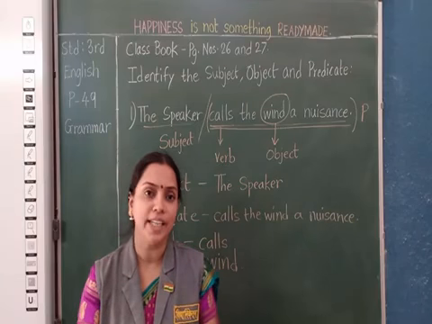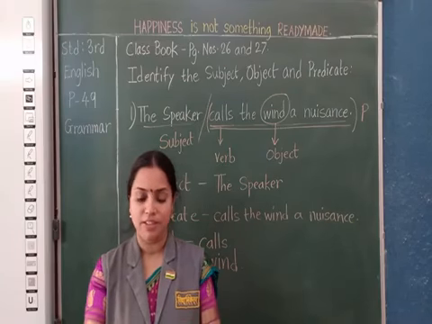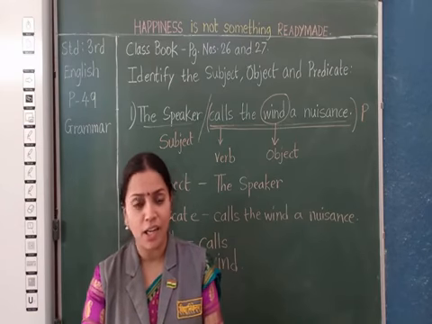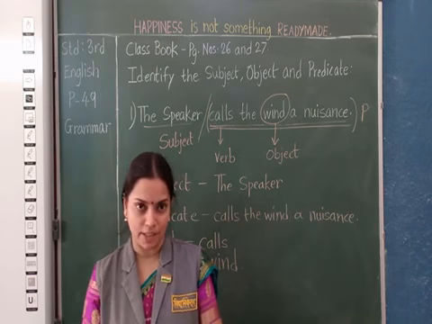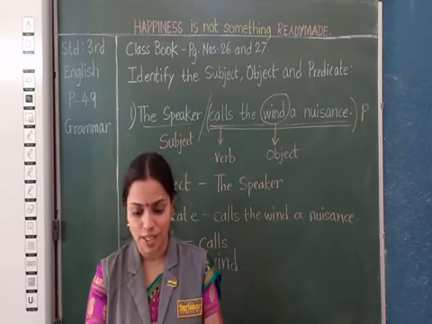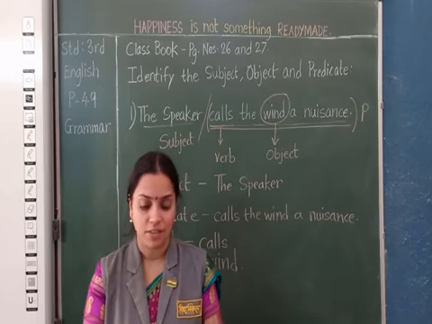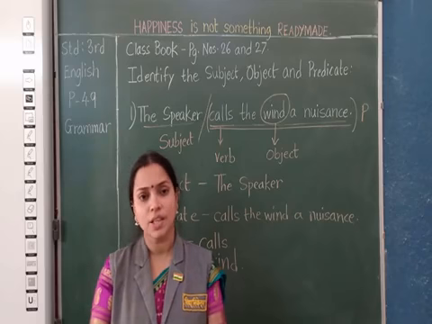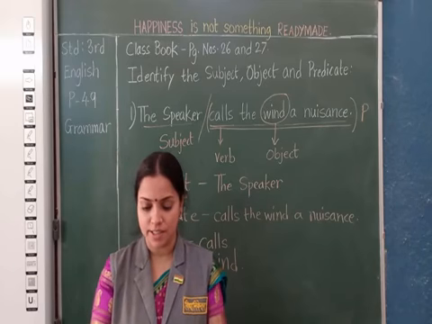I love windy days. Okay. This is a very simple sentence. I is the subject and love windy days is the predicate. Now what is the verb? Love. Okay. And what is the object? Windy days is the object. Now let's come to the fifth sentence.